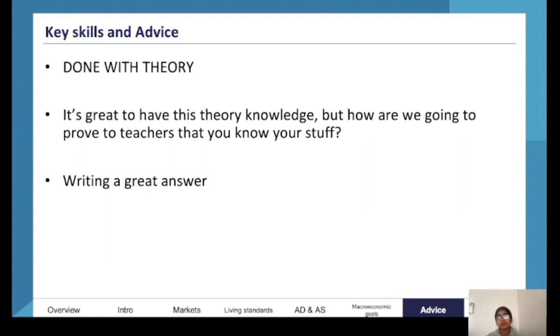So we need to really focus on writing an amazing answer. Writing answers in economics is pretty easy compared to writing them in English or some other subjects, because we're not trying to make it fancy. We want to make it short, concise, and really to the point. A great way to do that is by using examples. So I'd really encourage you, especially when we talk about microeconomics, to use examples to illustrate your answer.